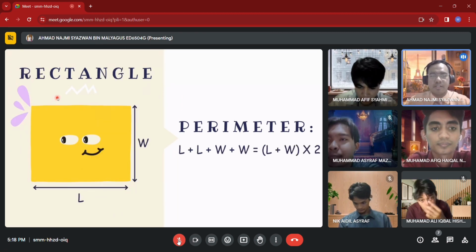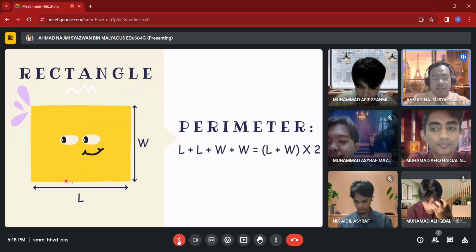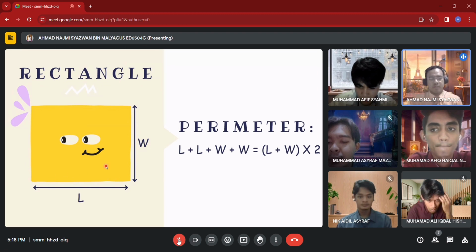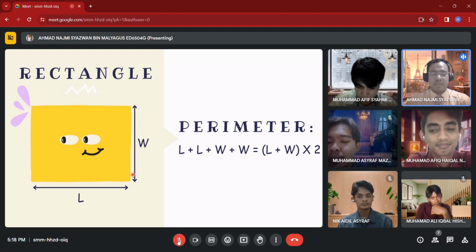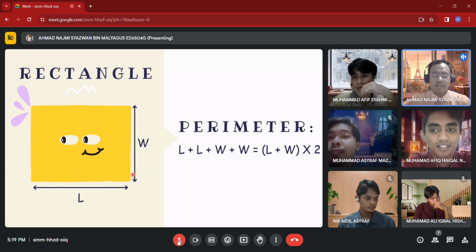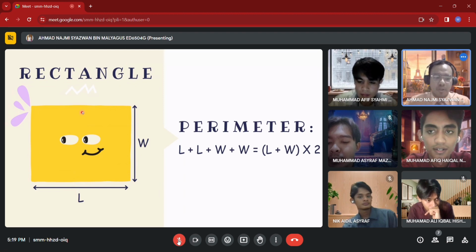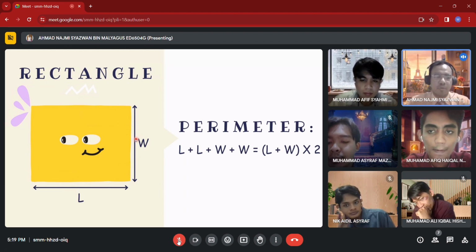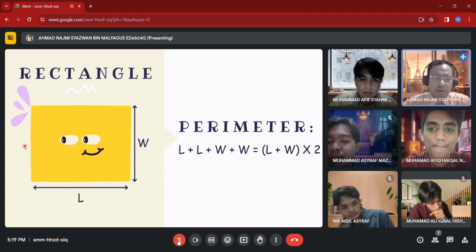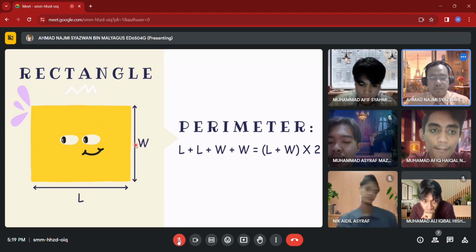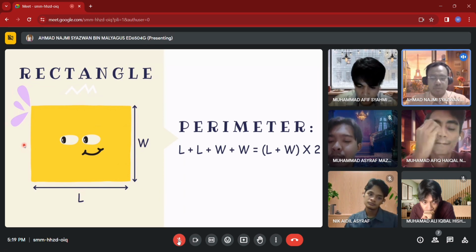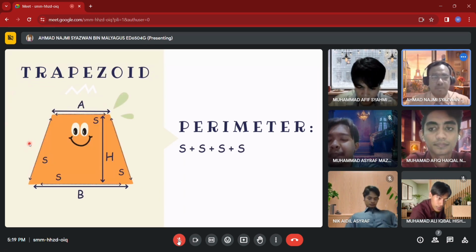The rectangle is quite similar to the square, but it has a bit of a difference, which is that the length and the width are not the same. The length can be longer, in Malay we call it panjang, or long. Sorry, I forgot. The length can be longer than the width, or the width can be longer than the length. However, the length will be the same as the other side of length, and the width will be the same as the other side of width. Hence, we can say that the perimeter of a rectangle is L plus W plus L plus W, which is length plus width plus length plus width. Okay, so next shape is trapezoid.